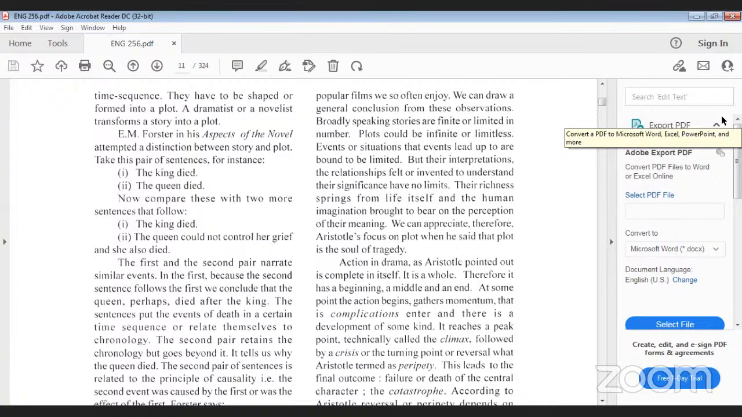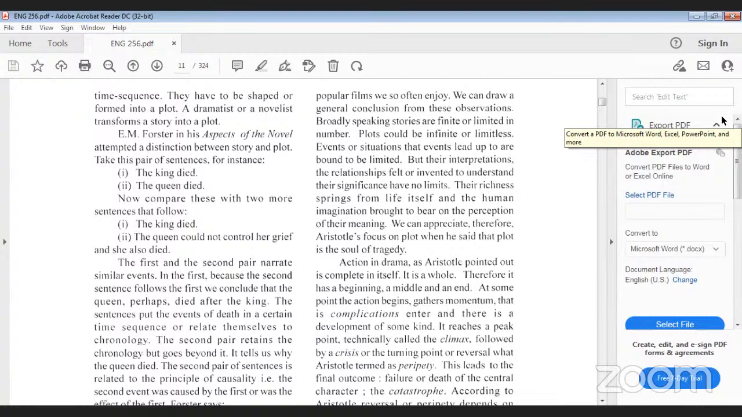Okay, plots could be infinite or limitless, meaning it can be small and big, or even never-ending. Even events of a situation that lead up to it are bound to be limited, but their interpretations, the relationships left or invented to understand the significance, have no limit. The richest springs are life itself and the human imagination brought to bear on perception of their meaning.